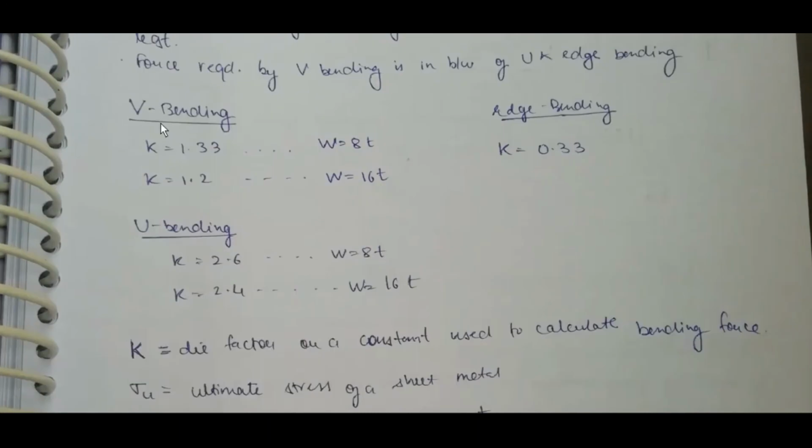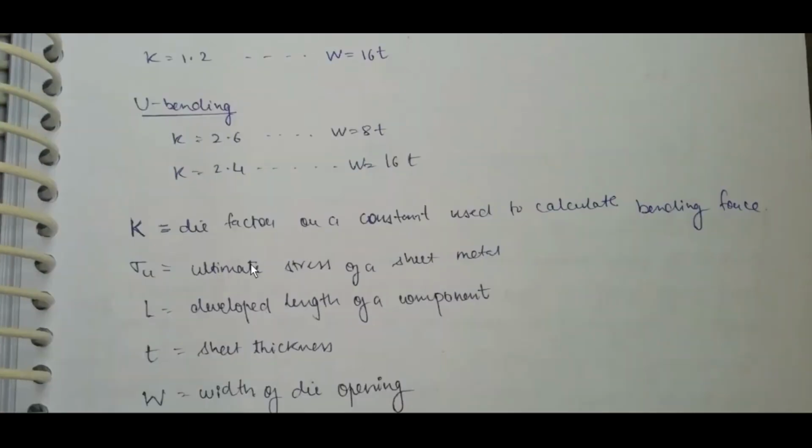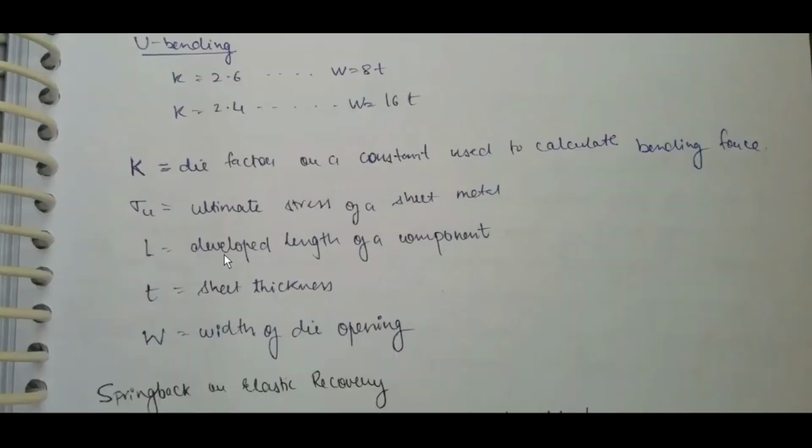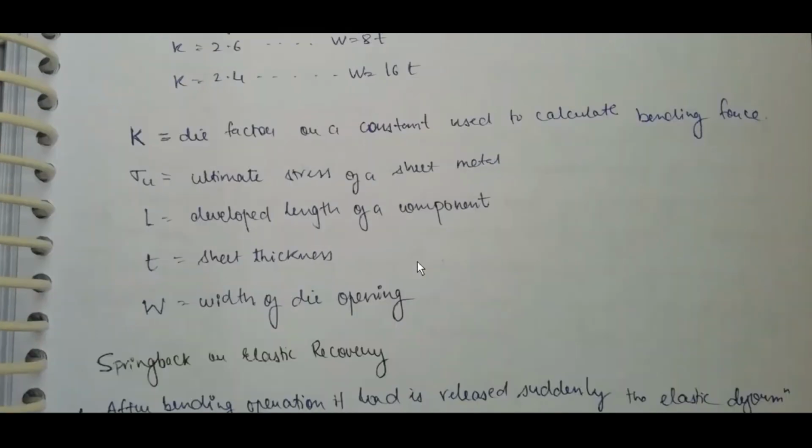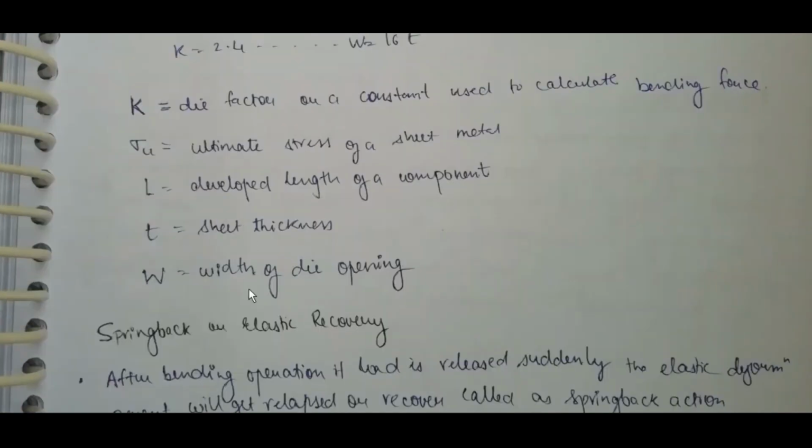V bending: K is equal to 1.33 for W is equal to 80, K is equal to 1.2 for W is equal to 16T. Edge bending: K is equal to 0.33. U bending: K is equal to 2.6 for W is equal to 80, K is equal to 2.4 for W is equal to 16T. K is equal to die factor, or a constant used to calculate bending force. Sigma U is equal to ultimate stress of the sheet metal. L is equal to developed length of component, T is equal to sheet thickness, W is equal to width of die opening.